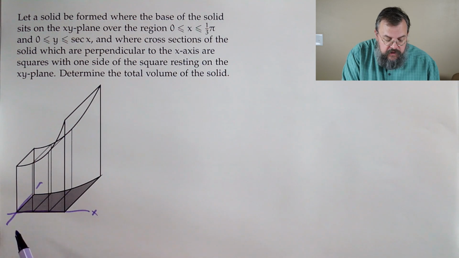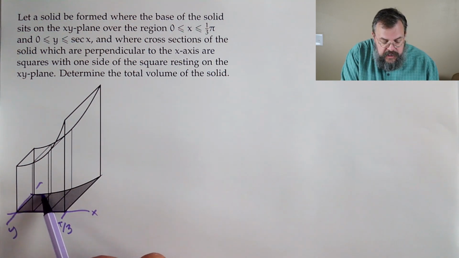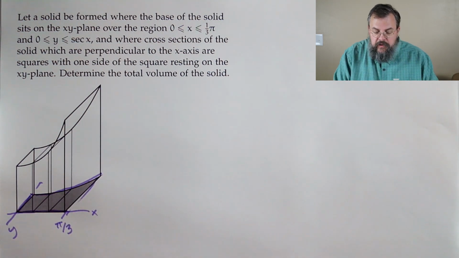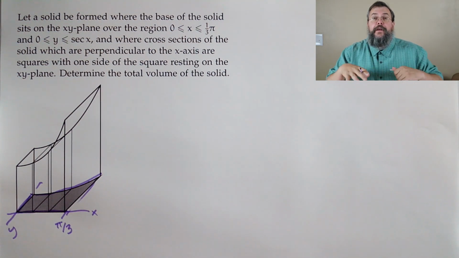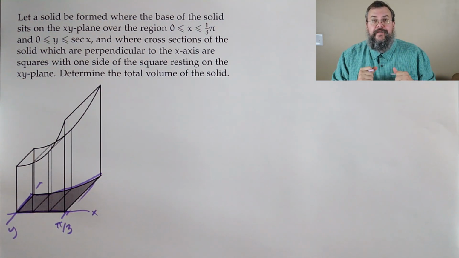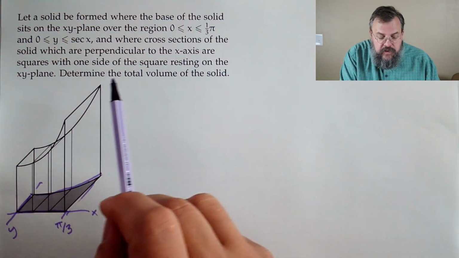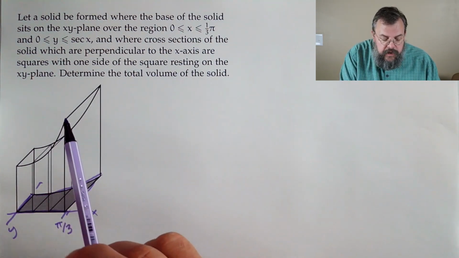So this is the x and the y. Here we are at pi over 3. If you were to sketch secant x, it's this curve right here. So this shaded region, that's the region that we're over. Now that's in the xy plane, where we're going to make a solid. So how are we building our shape? Here we go. The cross sections of the solid, which are perpendicular to the x-axis, are squares.